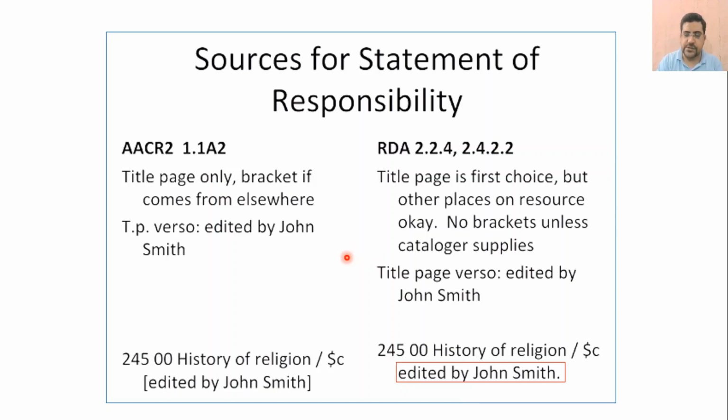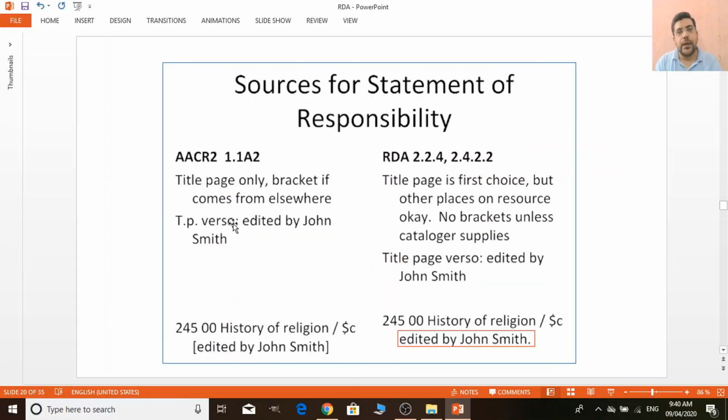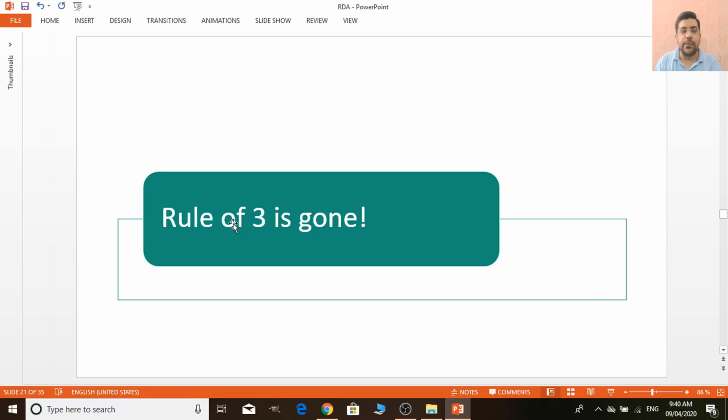Other than title page. So, and after this, we have another important thing. Rule of 3 is gone. So what does it mean, rule of 3? In AACR2, we actually use ATL after the third author. In RDA, there's no need to use ATL. We need to provide all the authors as they are.